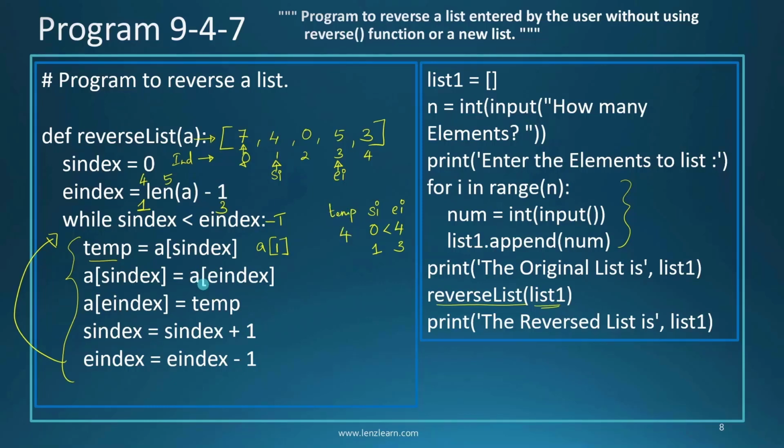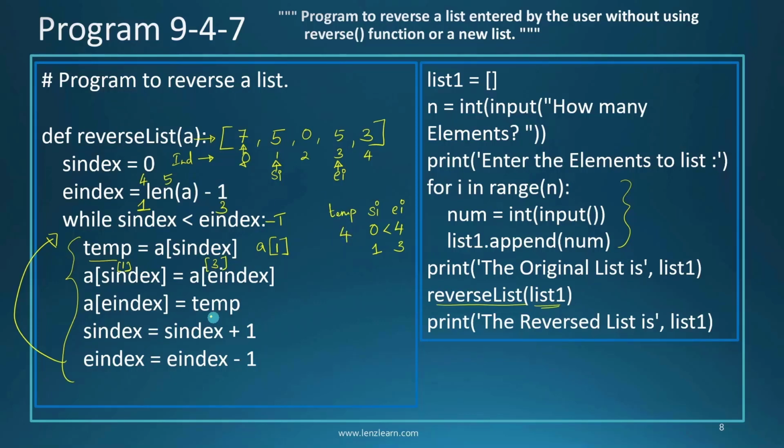Now after that I will copy A of end index. Right now the end index value is 3. That is, A of 3 will be copied into A of 1 because S index is 1. Now what is A of 3? That is 5. That will be copied into A of 1. A of 1 is this position. So 5 will be copied here. So 4 will be erased and 5 will be written here. We don't have a problem because 4 is copied in temp.